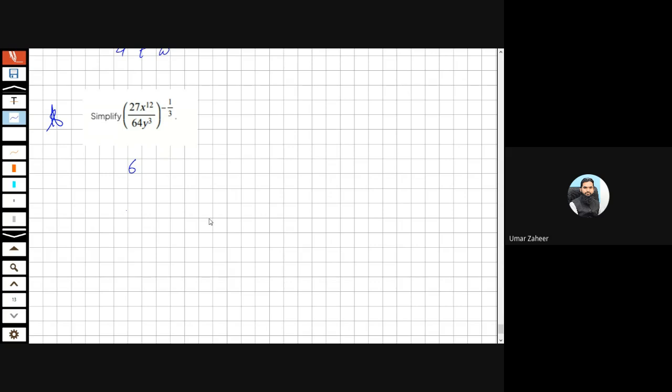Now the next one, I'm just going to make the sign positive. So taking a reciprocal, make the denominator the numerator and the numerator will become the denominator. So minus 1 by 2 will become plus 1 by 3.